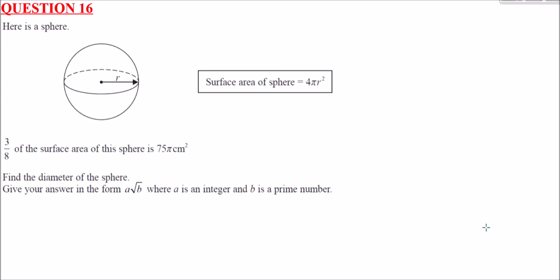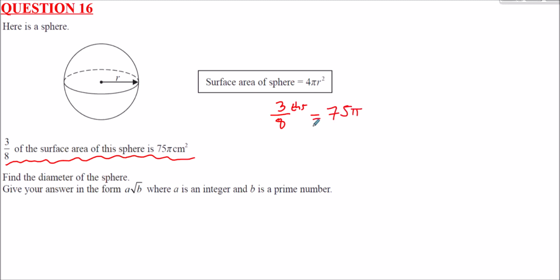Question 16, we have a sphere, and we're told the formula for the surface area of a sphere, which is nice. We're also told next that 3/8 of the surface area of the sphere is 75 pi cm squared. We need to find the diameter of it, given our answer in the form a root b, where a is an integer and b is a prime number. So let's just take this piece of information here about 3/8 of the surface area being 75 pi. So 3/8 is 75 pi.